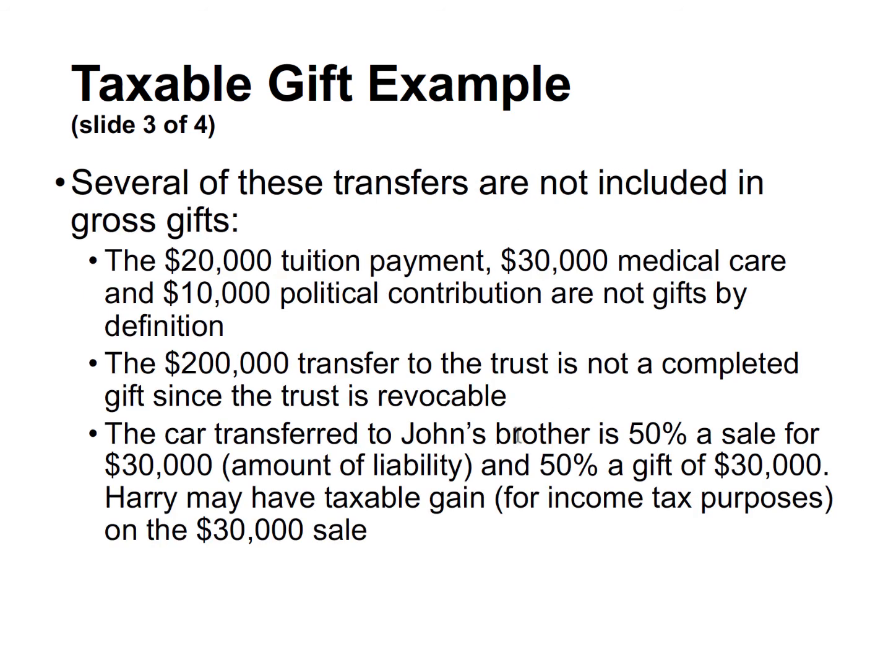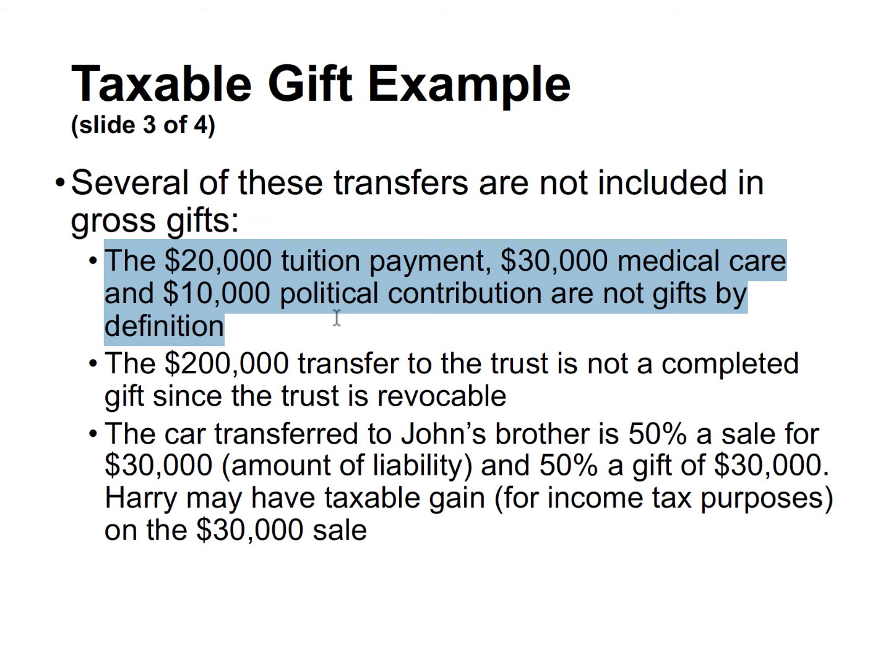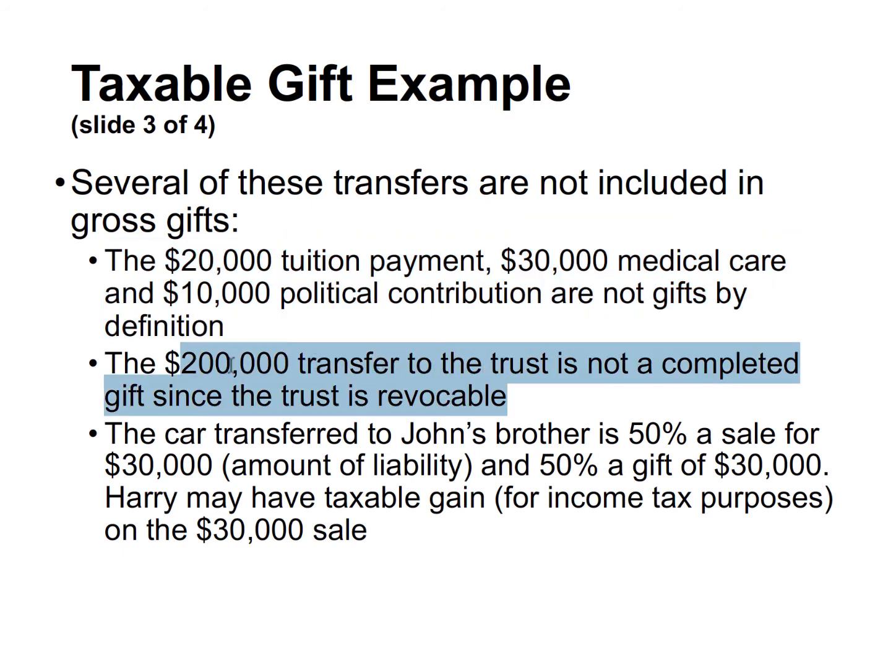So several of these gifts are not included in the gross gifts. Again, the first amount to the son is going to be a gift, but the $20,000 tuition payment, the $30,000 medical care, and the $10,000 political contribution are not gifts by definition. That's assuming, again, that the tuition payment and the medical care are paid directly to the institution and the healthcare provider. The $200,000 transfer to a trust, since it's a revocable trust, is not a completed gift because it's revocable.